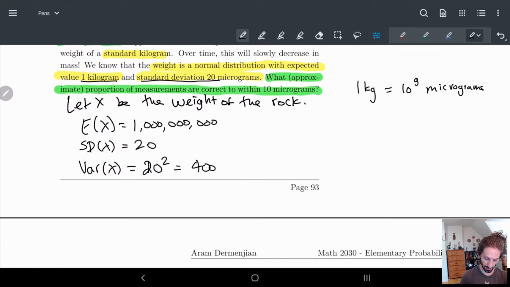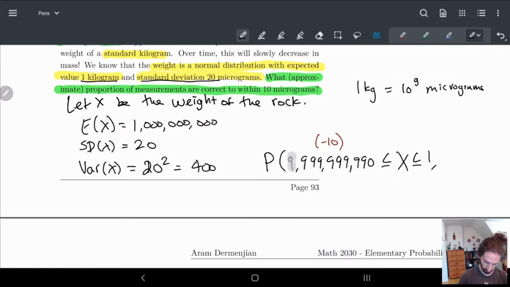And the question is basically asking, what is the probability that our measurements are within 10 micrograms? So in other words, I want to know when we have, I guess the lower part would be minus 10, so 999,999,990. So this is minus 10, less than or equal to x, less than or equal to 1,000,000,010. And so this on the right-hand side is plus 10. So we want to see what the range is for plus or minus 10. All right, cool.